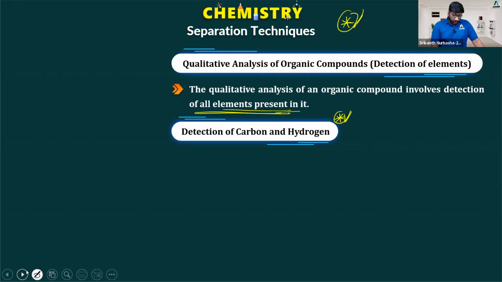Yes, that's true. By heating with CuO, what is going to happen? The carbon is going to be converted to carbon dioxide. Whatever carbon we have in the organic compound will be converted to CO2. The CO2 will turn the lime water milky.